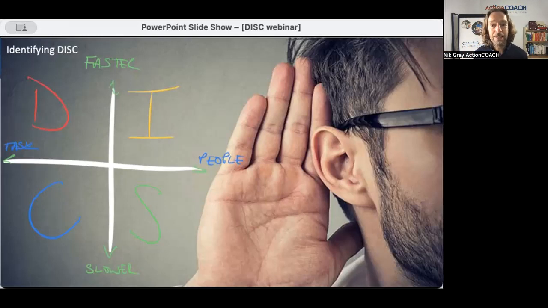C's and S's are going to be slower. S's will have more warmth in their voice. They probably care a little bit more, or appear to care. It doesn't mean that they do care more, excuse me. Whereas C's might be very monotone, like you'd imagine an accountant to be, just dealing with the facts.